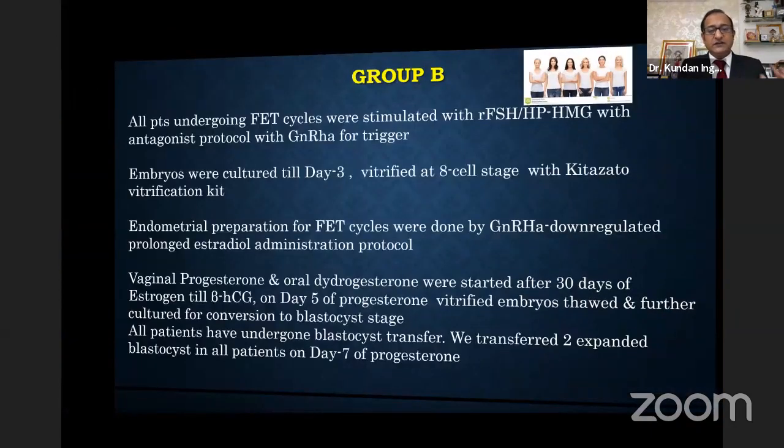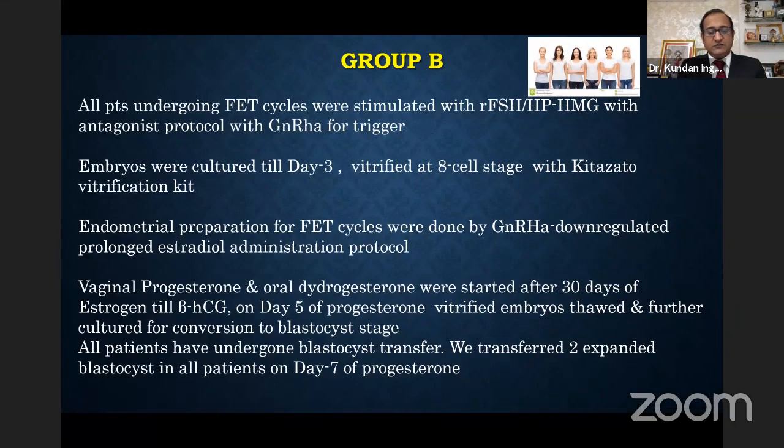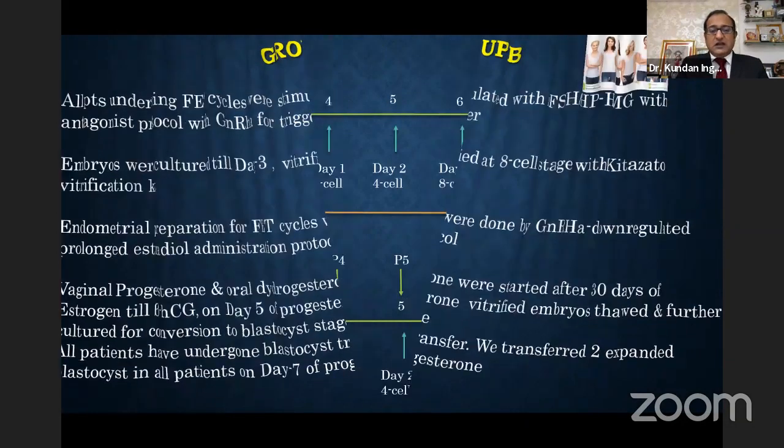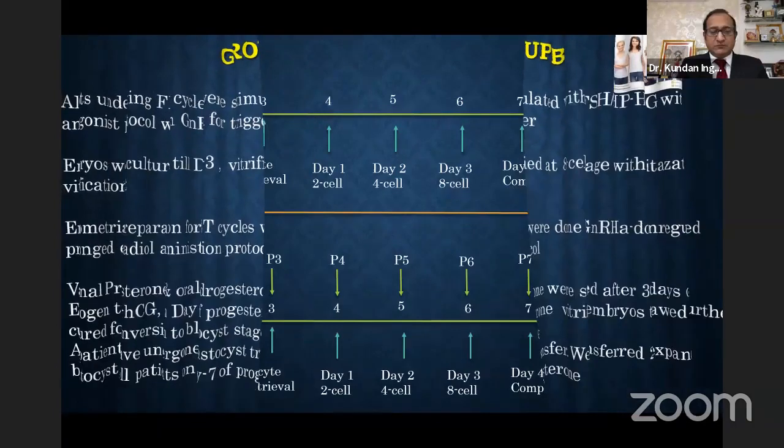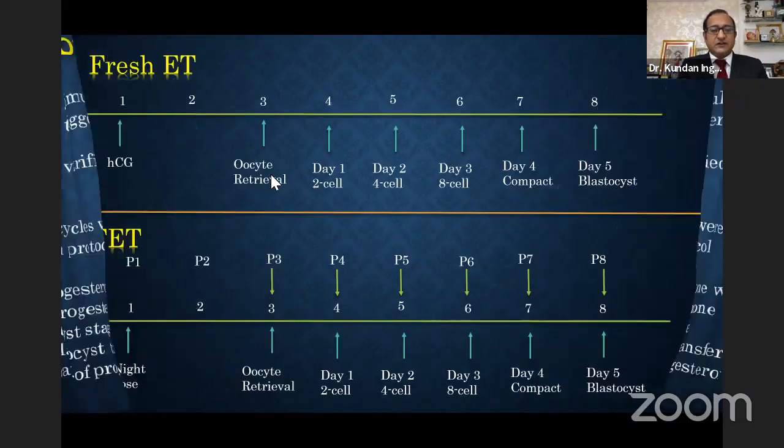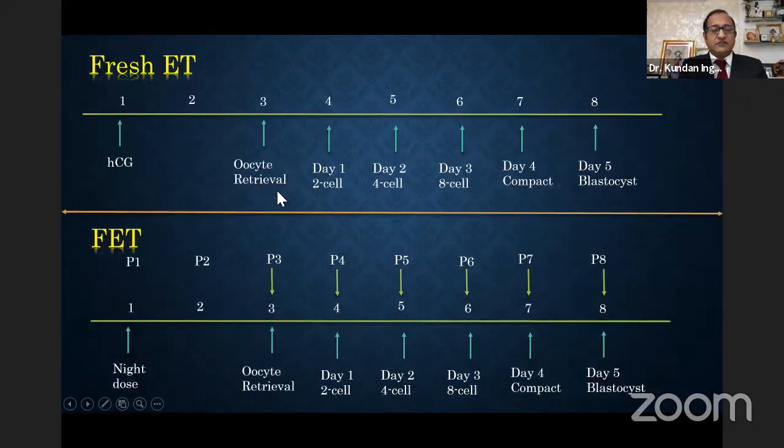In group B, we did an ovarian stimulation cycle first, then we used a down-regulated HRT protocol for endometrial preparation in subsequent frozen embryo transfer cycles. The only important point is that in fresh transfers, progesterone was started from the day of oocyte retrieval. In frozen embryo transfer, we started progesterone with a night dose on the first day, and from the second day we gave 3 doses, and if we calculate from this day, it was the 7th day of progesterone when we did a blastocyst transfer.